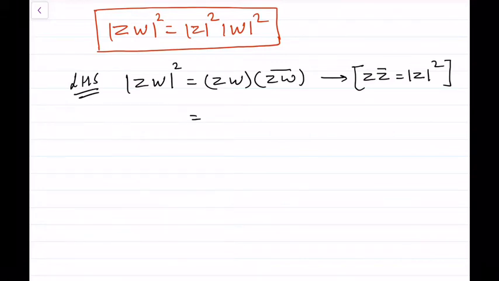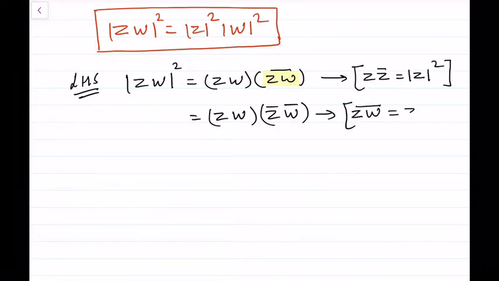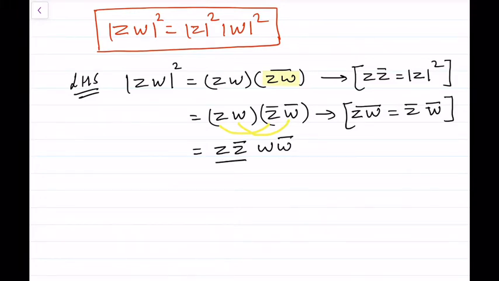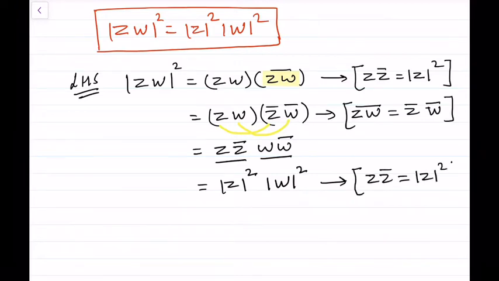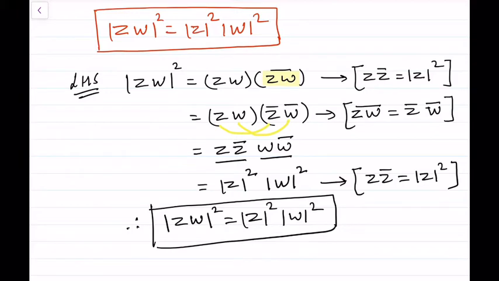Now conjugate of ZW can be written as conjugate of Z times conjugate of W, again because of the property conjugate of ZW is equal to conjugate of Z times conjugate of W. Write Z and conjugate of Z together and W and conjugate of W together. And now we know that Z times its conjugate is mod of Z square. Similarly, W times its conjugate is mod of W square. Therefore, mod of ZW square is equal to mod of Z square times mod of W square.